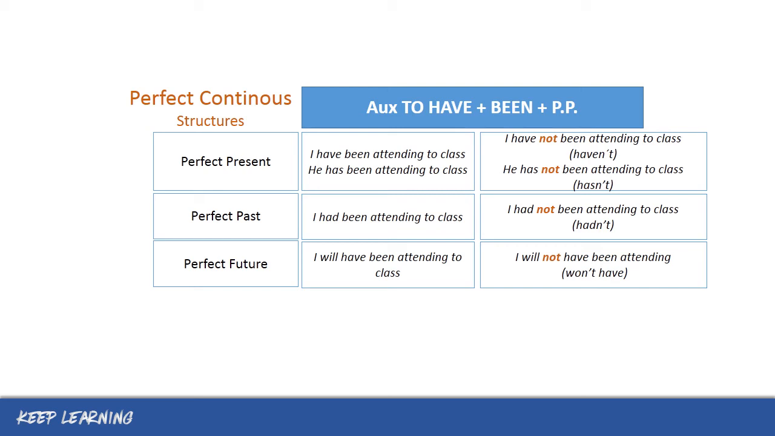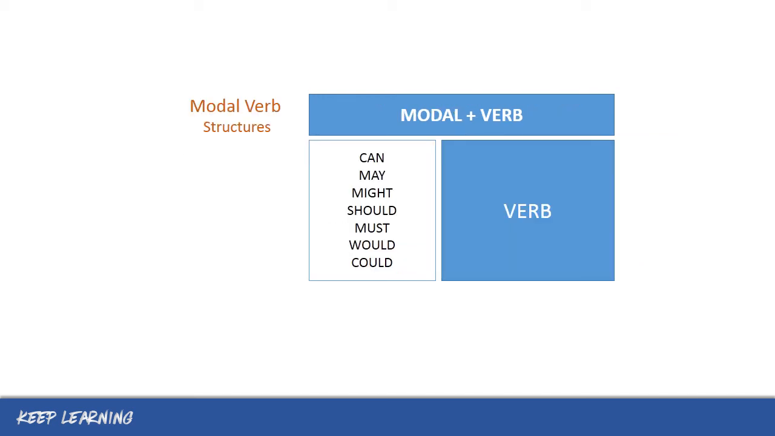In the perfect past, I had been attending. Yo había estado atendiendo. In the perfect future, I will have been attending to class. Yo habré estado atendiendo. Frankly, the perfect future, it exists, but I have never used it in my life. Only for these classes, not in a real conversation. Anyway, it exists. Let's go with the modal structures.